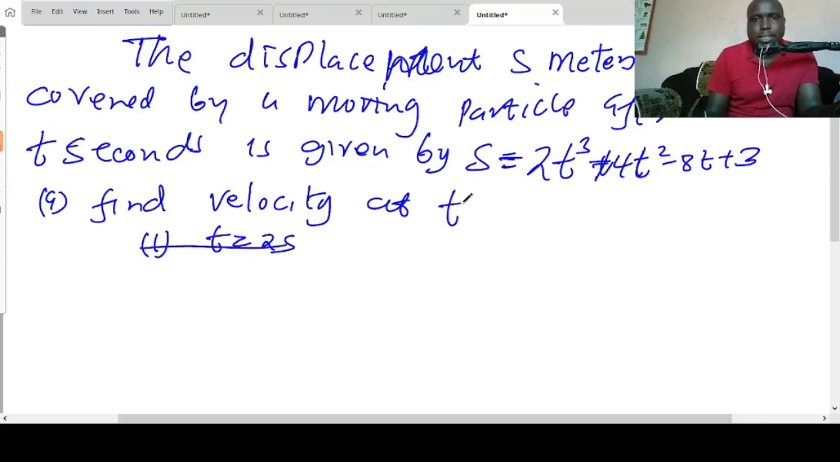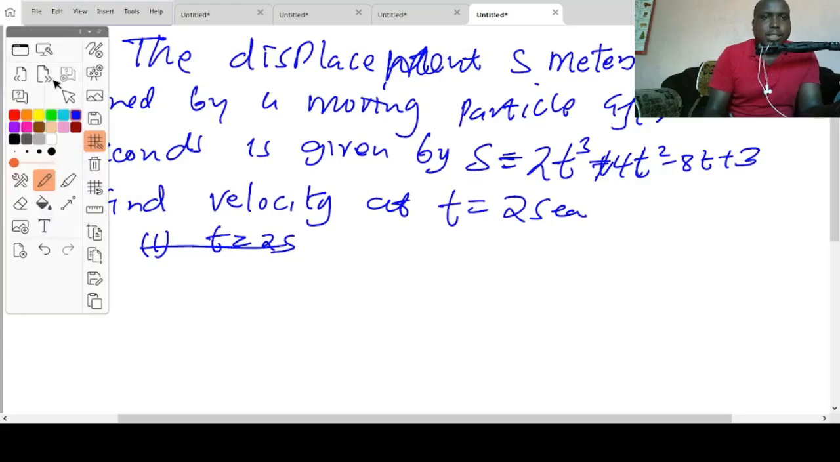At t is equal to 2 seconds. So let us start with number A and finish it.